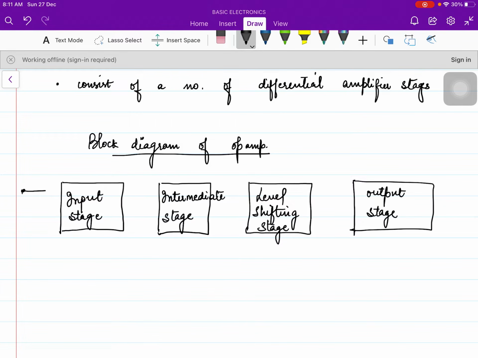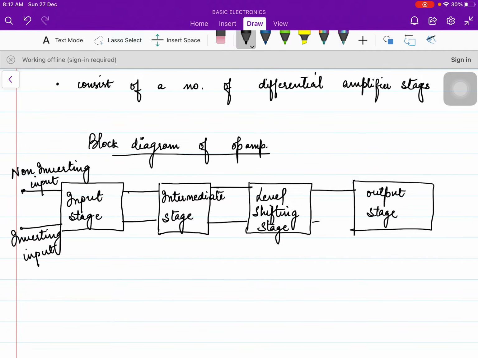So in the input stage we will feed the 2 inputs. What are the 2 inputs of op amp? One is non-inverting input, and the other is inverting input. You can interchange these terminals, there is no problem in that. Now it will be connected to the intermediate stage. Similarly, it will be connected to the level shifting. Level shifting will be connected to the output, and you will have a single output here.